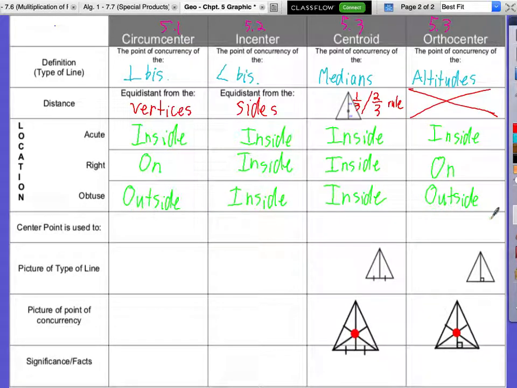It forms a pattern. Do we kind of see a pattern here? If it's acute, where is it always going to be? Inside, always. If it's right or obtuse, that's where we have the differences. But acute is always going to be inside. Yeah, because it says center. And if it's outside of the triangle, it's not in the center.